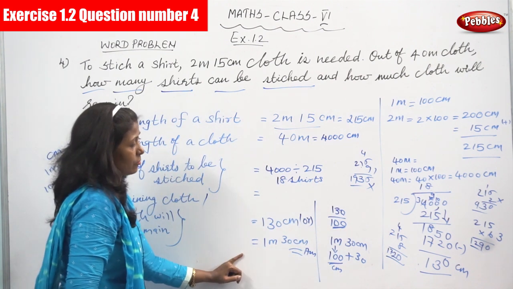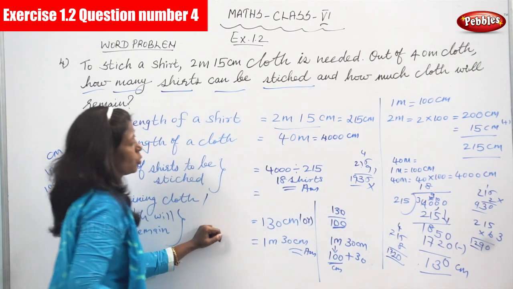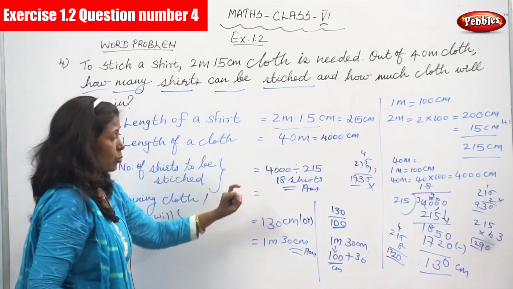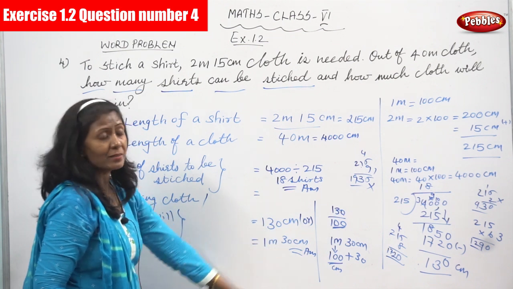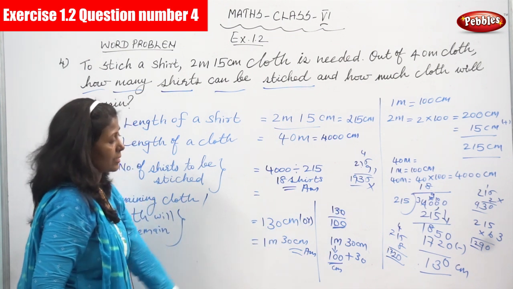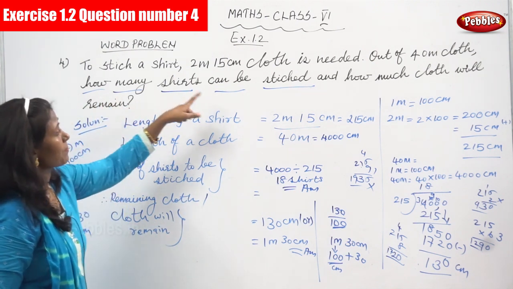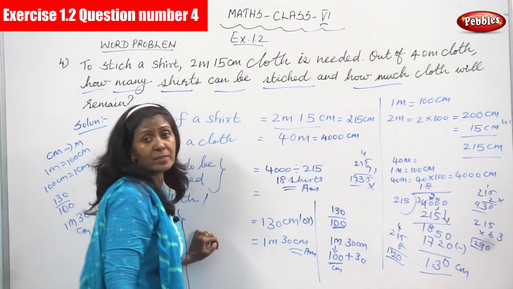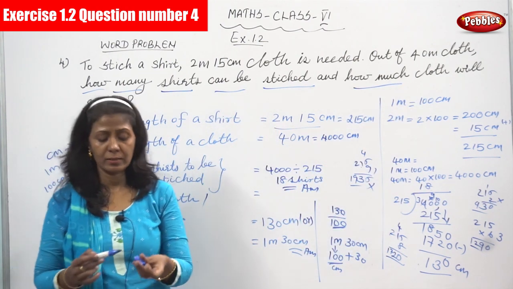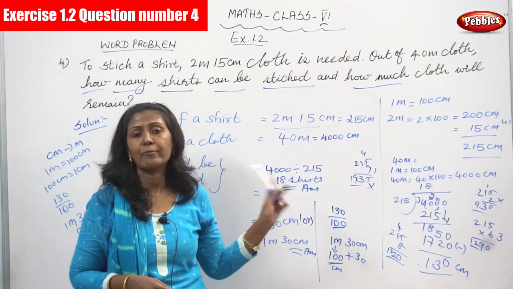This is the right answer for the question, and this is also an answer, because they ask you 2 questions. So 18 shirts is the first answer, and the second answer is 130 centimeter or 1 meter 30 centimeter. These two are the answers. So they ask 2 questions: how many shirts can be stitched, that is 18 shirts, and how much cloth will remain, that is 130 centimeter or 1 meter 30 centimeter. This is the right answer for the question. But this question has 2 answers.